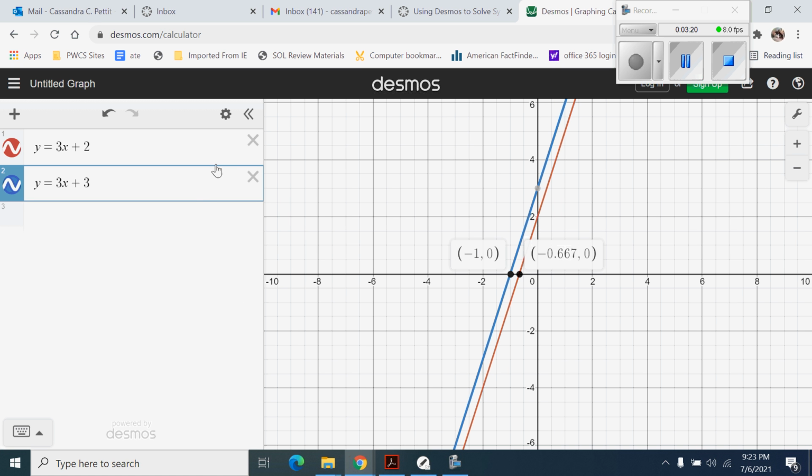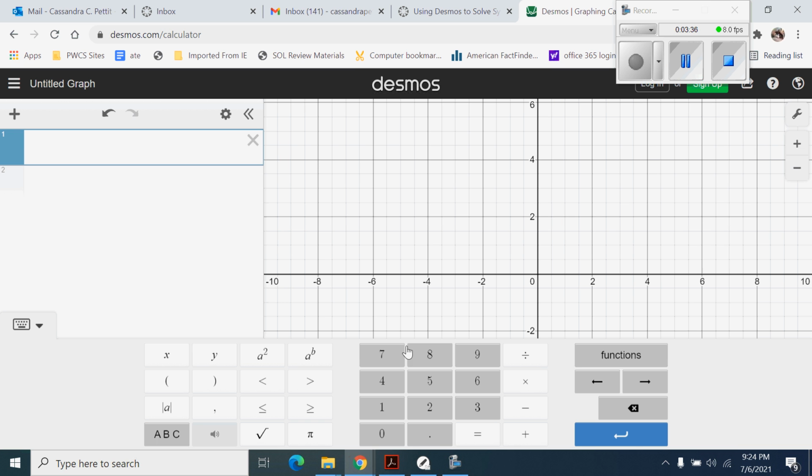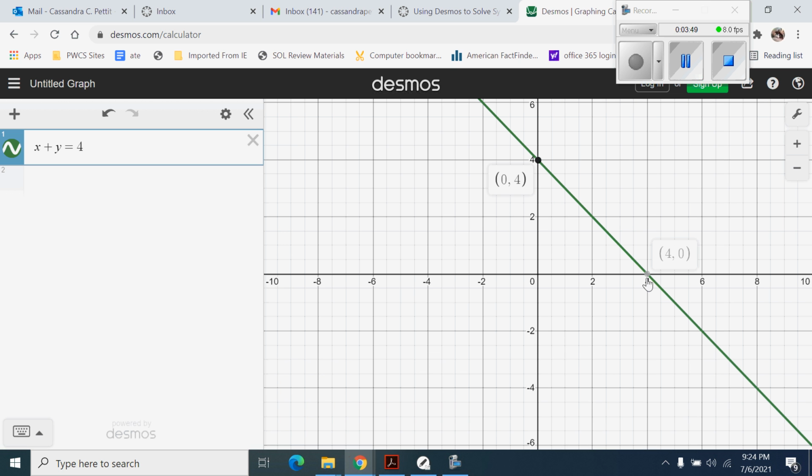Okay, so let's pretend that we have a couple systems that do have a solution, and we don't have them in slope-intercept form. Well, Desmos allows you to type these in not in slope-intercept form. So let's look at one equation. x plus y is equal to 4. Okay, so that line is actually drawn right here. We have x and y intercepts.